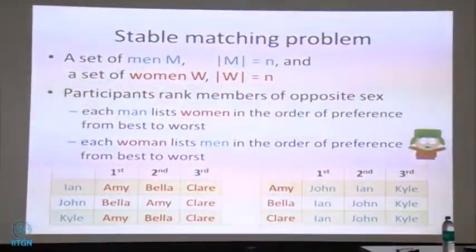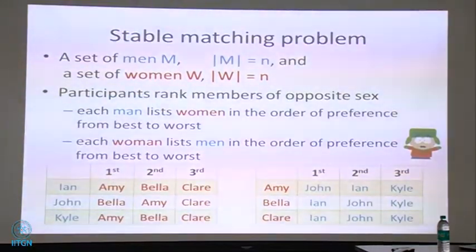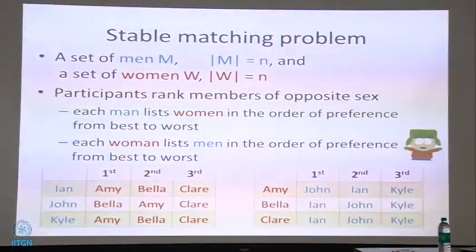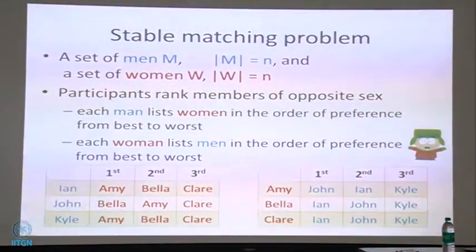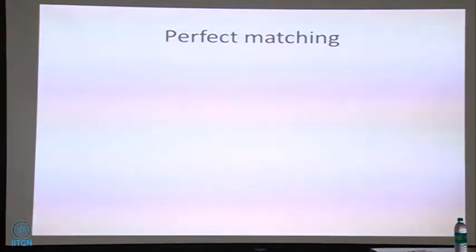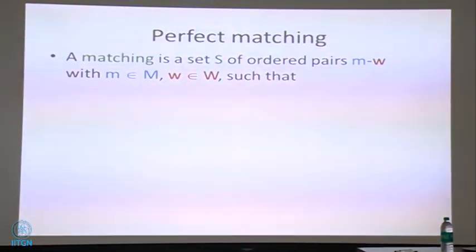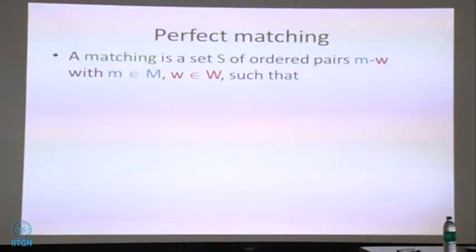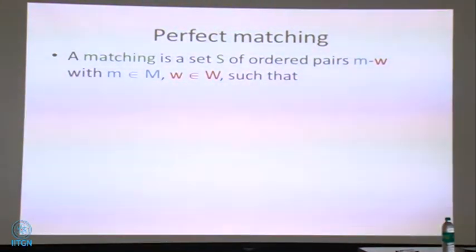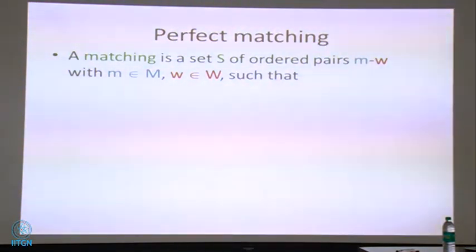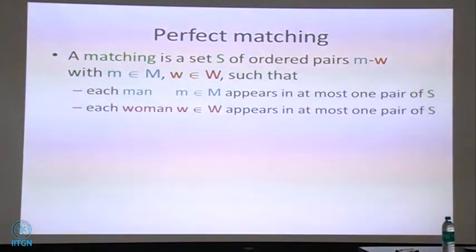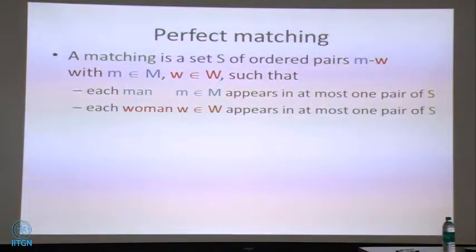So what do we want to do? We want to match these men and women, and we want to match them in a nice way. First, let me define perfect matching. Perfect matching sounds like a strong term, but it's actually not saying much. A matching is a set of ordered pairs so that each man appears in at most one pair, and each woman appears in at most one pair. So these men and women are really matched to each other. It can be a subset, not everyone has to be matched.